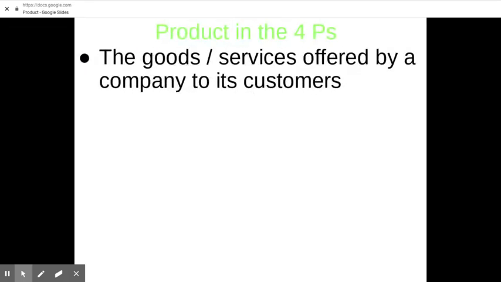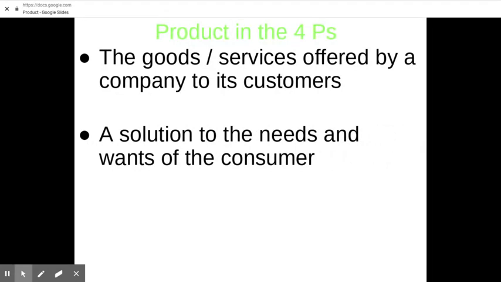We talk about the goods or services offered by a company to its customers. So we'll talk about goods and services because there's things you can touch and things you can't touch. So that's where we talk about goods. Normally are things we can touch, services, things we can't touch. The product is a solution to the needs and wants of the consumer. Right? The consumer has a problem. Their problem needs a solution. Right? Those are the needs and wants that they have.